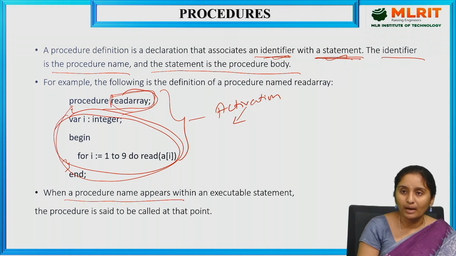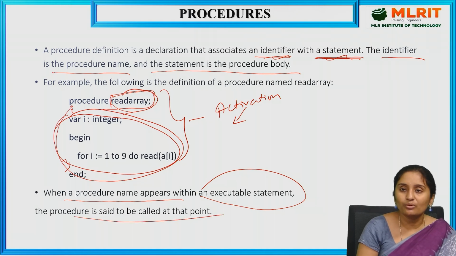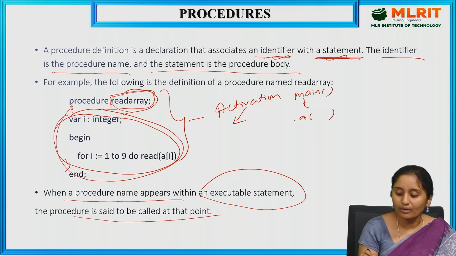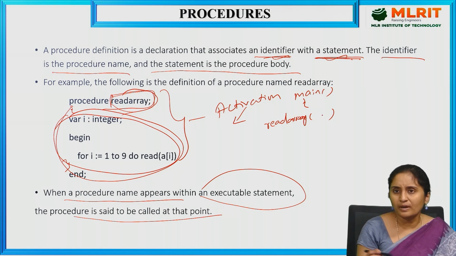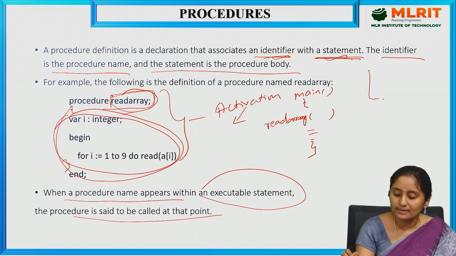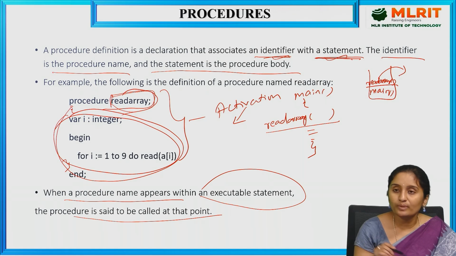When a procedure name appears within an executable statement, that procedure is going to be called at that point. Suppose main is one program and I have written some statements, and let me take read array, which is one function call I'm going to make. Then main is a function call, so one activation record is created and pushed onto the stack. And the next one is read array. So read array is pushed onto the stack, and this is going to be executed at the top.